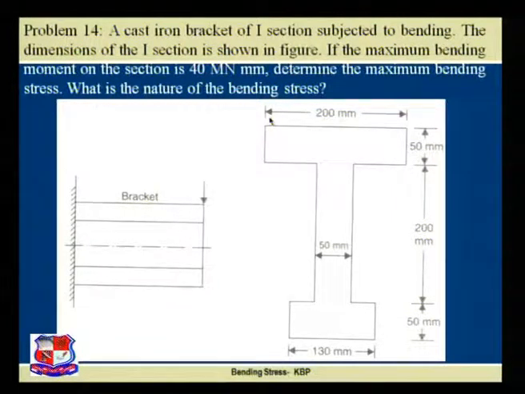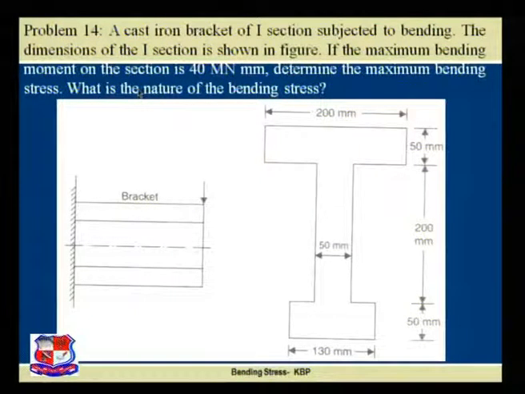The top flange, this is to be called the flange. This is to be known as web. This is to be known as bottom flange. Here it is to be seen that the top flange is of 200 mm, while the bottom flange width available is 130 mm. Means this is an unsymmetrical I section which has been given to us. If the maximum bending moment in the section is 40 meganewton mm, this is the moment subjected by this bracket, determine the maximum bending stress.